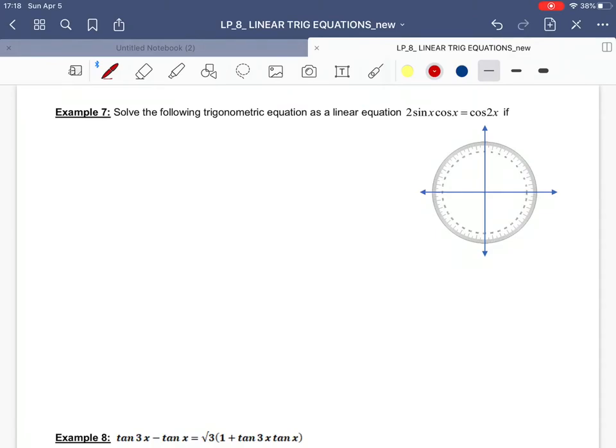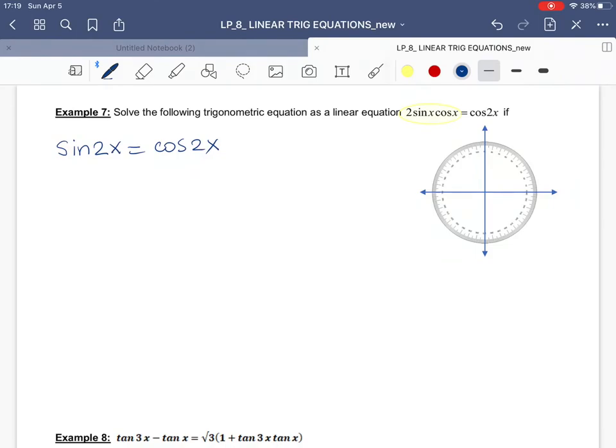So solve the following three equations as a linear equation. Okay. So again, try this on your own. I'm pretty sure you can recognize the patterns here very easily. And I'm going to start solving it with you. 2 sine x cos x equals cos 2x. So you probably recognize that the left side of this equation represents one of the very important formulas in trigonometry, and it equals sine of 2x. So you can rewrite this equation as sine 2x equals cos 2x.